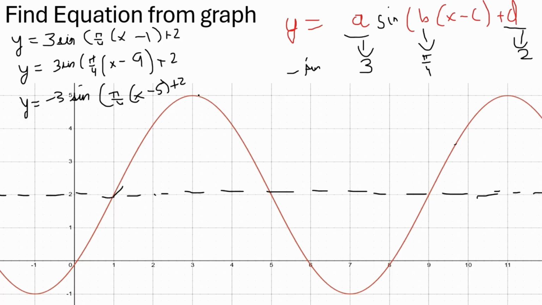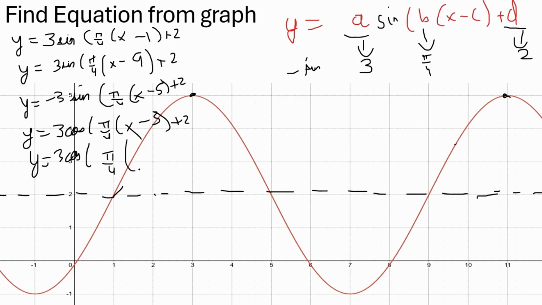Now, what if I wanted to do cos? What's the thing with cos? You have to start on your max. These are our maxes. So two cos equations become y equals 3 cos pi over 4 x minus 3 plus 2, and y equals 3 cos pi over 4 x minus 11 plus 2.